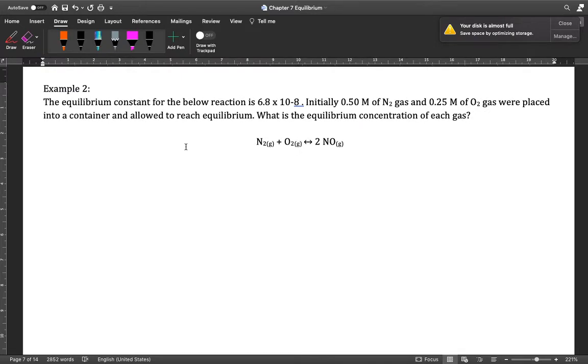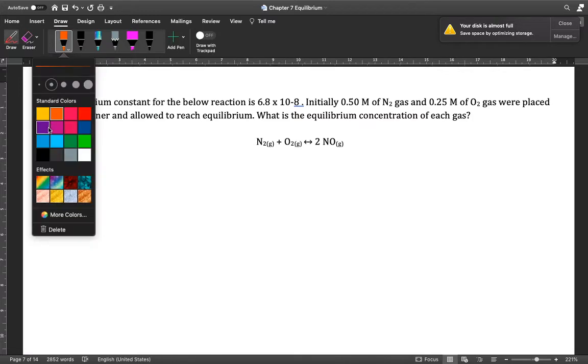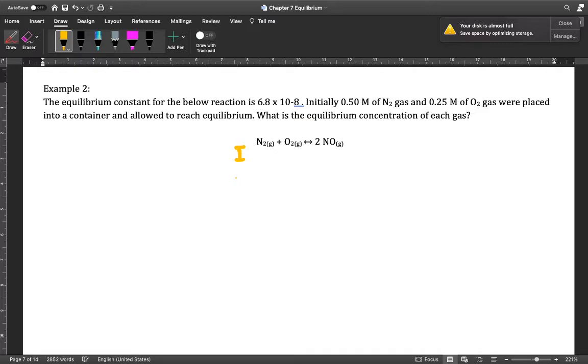All right, moving on to example number 2. Again, we're given the equilibrium constant for a particular reaction, and we're told the initial concentration of the reactants, and we need to figure out the equilibrium concentrations for each of the gases when it's at equilibrium. So again, as usual, we're going to set up our ICE table to begin with. Again, we're looking at our initial concentrations, we're looking at our change, and we're looking at our equilibrium.